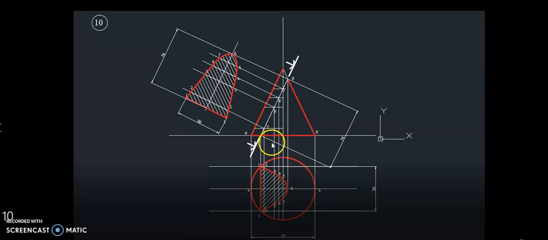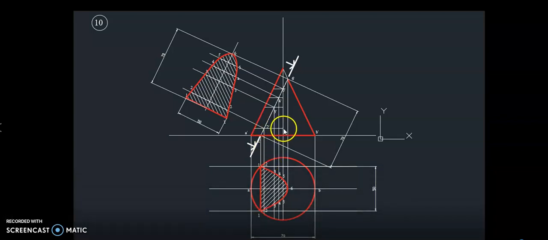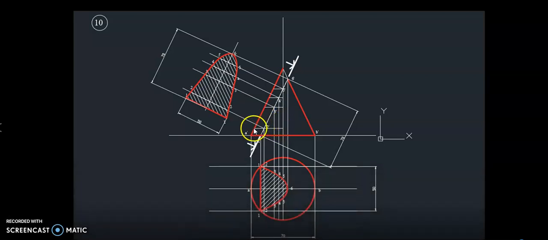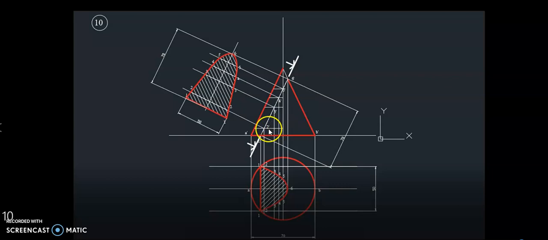For example, if you want to get point 2 corresponding to 2 dash, 2 dash is here in this cutting plane. What we will do, from the axis, you draw a horizontal line through 2 dash, so that this distance, this is the radius, is the distance at which point 2 is away from the axis.